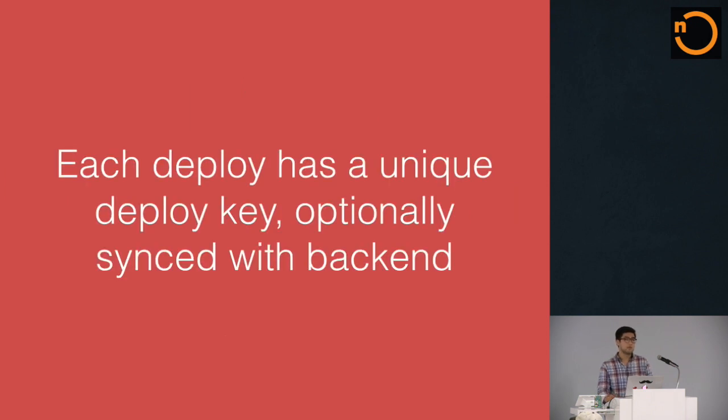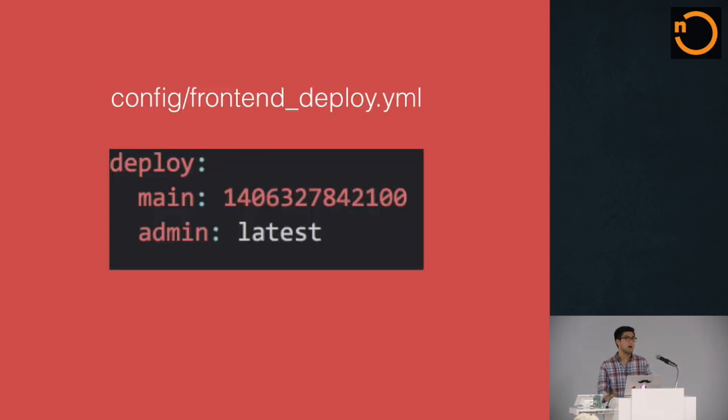Each deploy is going to have a unique deploy key, like I said before, and that can be optionally synced up with a backend. What that means is basically if you have a very volatile backend, so if your API is changing all the time, you can hardwire a deploy key inside of some kind of YAML file, really anywhere you want. It can even be a constant in your app. Then every time you're ready for advancing to the next stage, you can just change that key, or you can just say latest. So that's always going to serve the latest version of the app all the time, which is kind of nice.